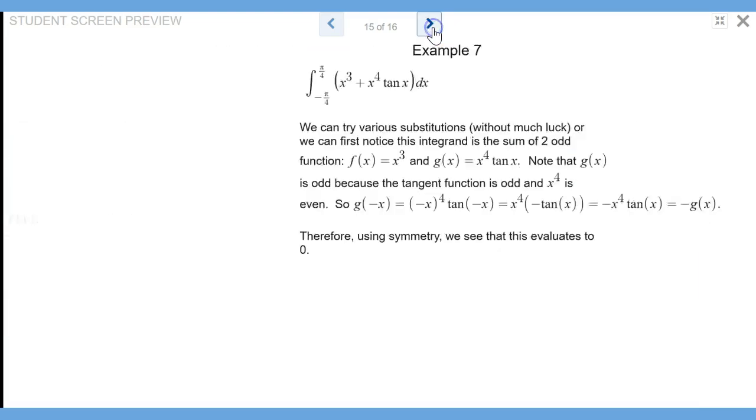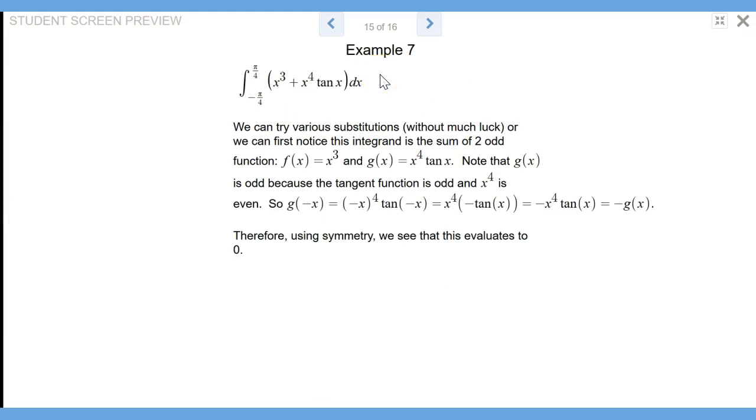So let's look at an example. The integral of x cubed plus x to the 4th tangent x, from minus pi over 4 to pi over 4. So notice that in this interval, I have pi over 4 units to the right of the origin and pi over 4 units to the left of the origin. So this interval is just right.